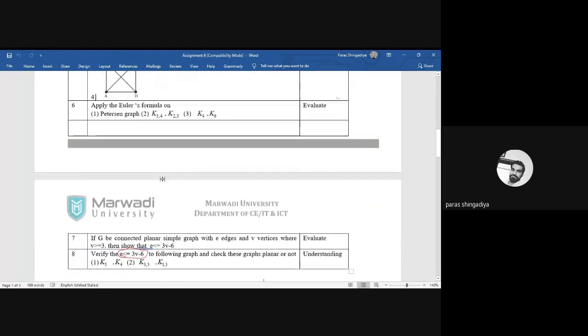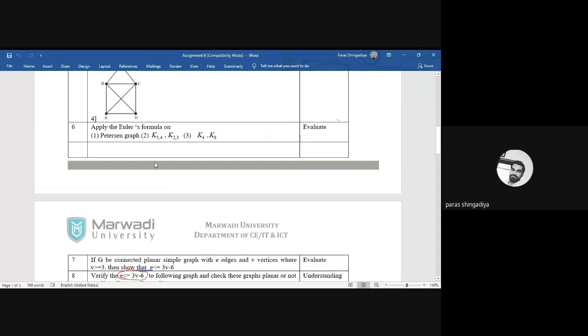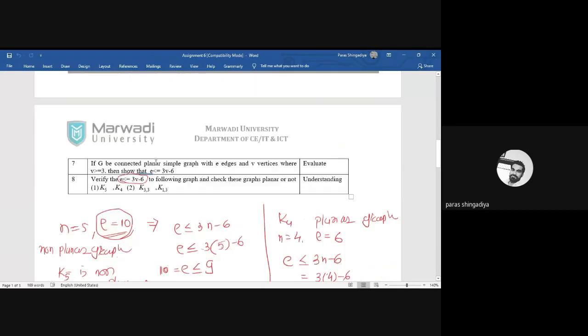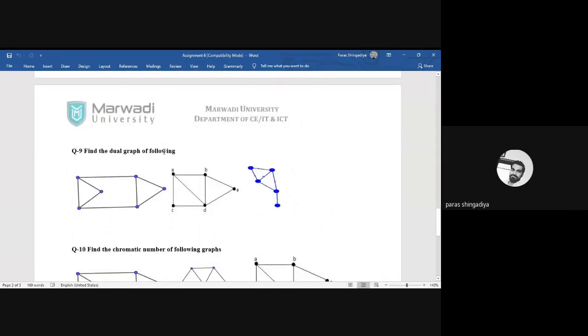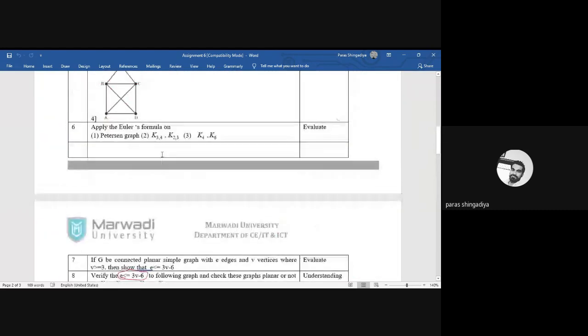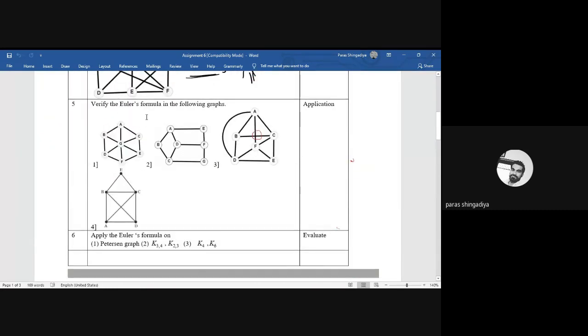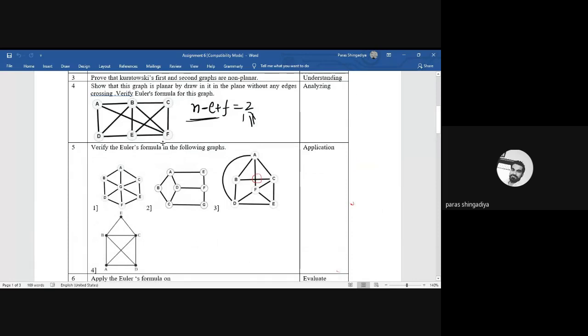So let's complete the remaining questions. Question number 6, 7, 8, and here we had two more questions related to the dual graph, chromatic number, and so on. Question number 6 is similar to 4 and 5. In question 4, we had a non-planar graph, and we applied the embedding procedure to make the graph planar. Then we can verify Euler's formula, that is n minus e plus f equal to 2.